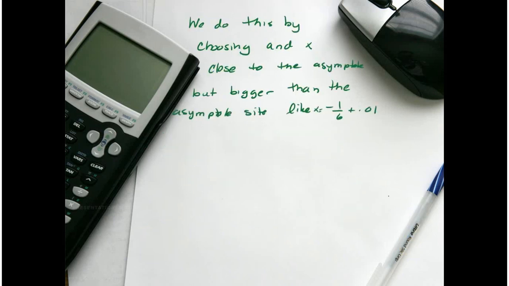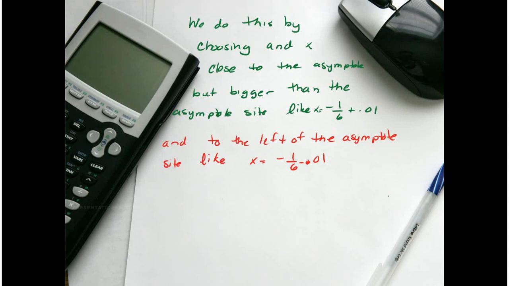How do we figure out which graph to select? Well, we choose an x close to the asymptote but bigger than the asymptote, a little bit to the right of the asymptote, and we also check a little bit to the left. I just use 0.01 to indicate a little bit to the right and a little bit to the left. I use decimal values because they're easier to work with, so these are decimal approximations.